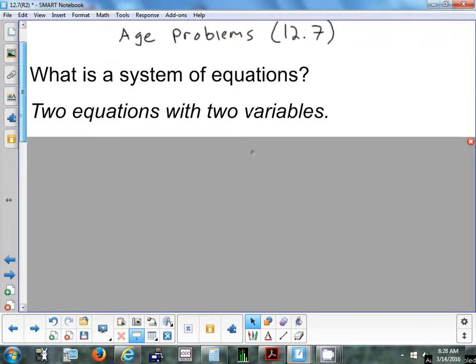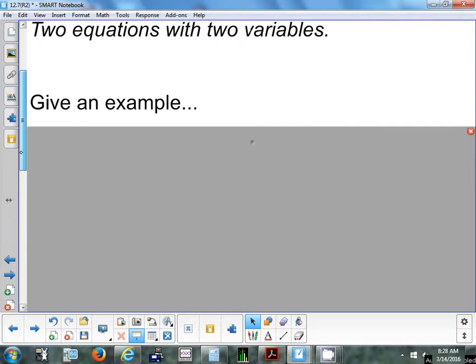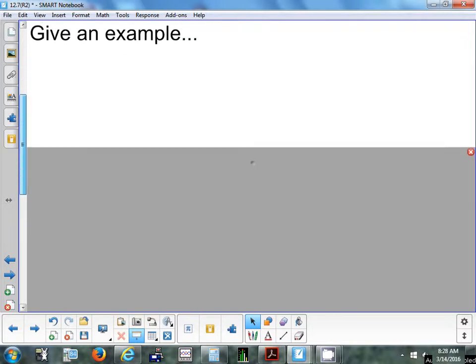The next thing I'd ask you guys is to come up with an example. I just talked about that, so I'm not going to write one down. Plus, we did a couple in the warm-up.